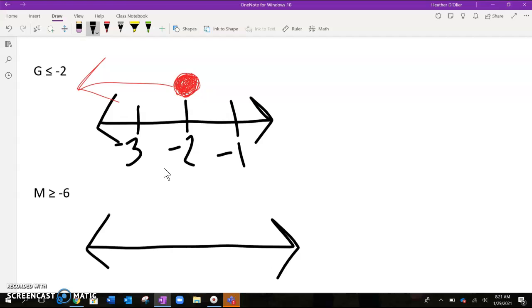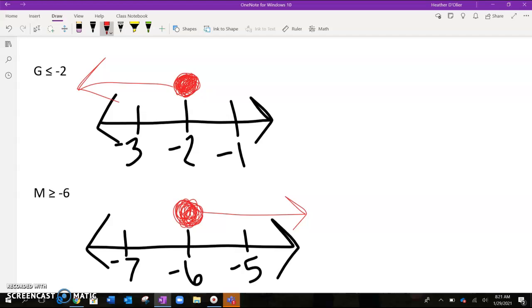All right, this is m is greater than or equal to -6. Okay, it's an or equal to. So first I just started with my circle and I'm going to fill it in because -6 is included. I forgot to include any other numbers, but I can add them on real quickly. Greater than or equal to -6. So that's -5, -4, -3, -2, -1, 0, and into the positives.